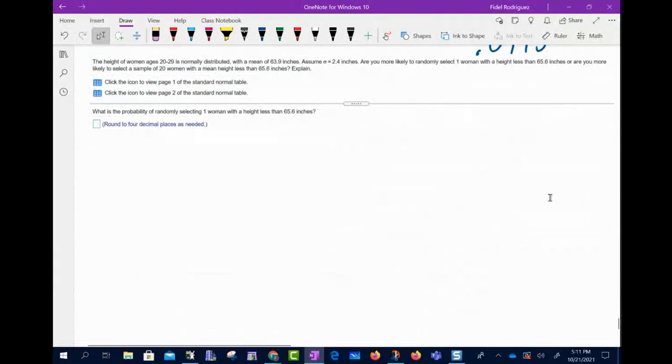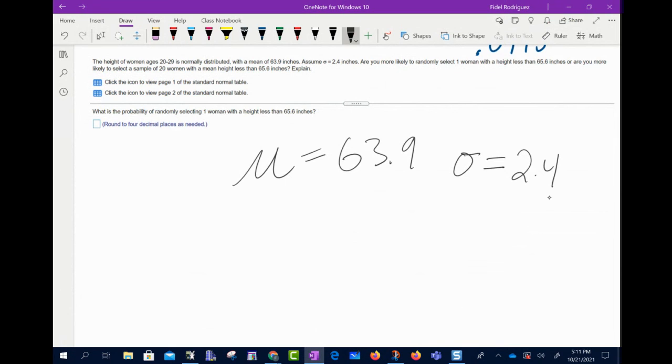Yeah, we're good. Okay, so it says the height of women ages 20 to 29 is normally distributed with a mean of 63.9 and a standard deviation of 2.4. Okay, so look, we know that our population mean is 63.9 and our sigma is 2.4. It says, are you more likely to select one woman with a height of less than 65.6, or are you more likely to select a sample of 20 women with a mean height less than 65.6? Explain.